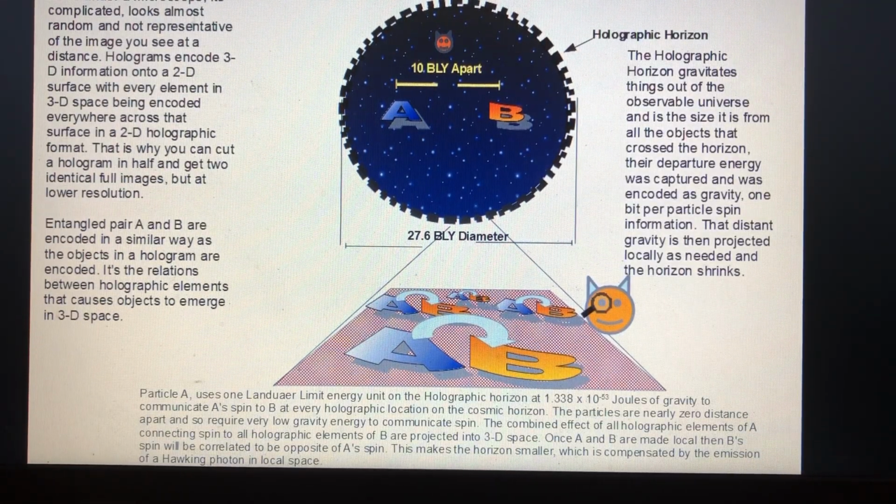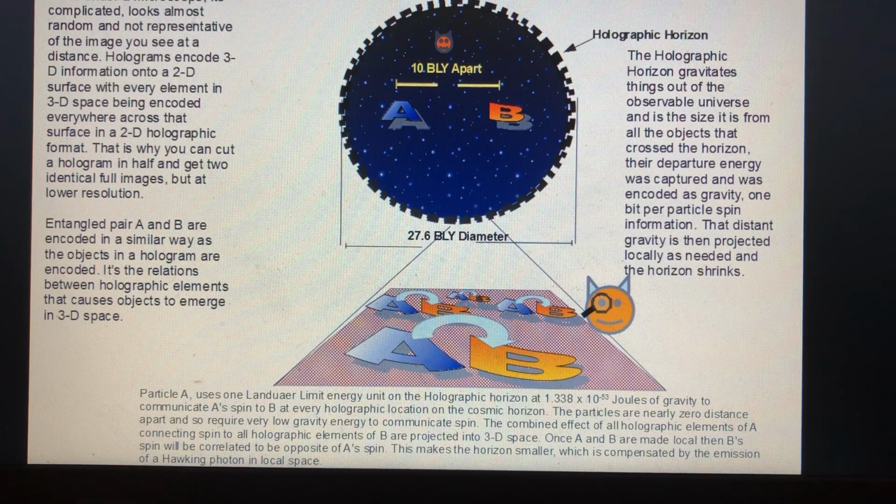If you could look at a piece of the holographic structure of a particle on the horizon, up very close, it would look similar to how a hologram looks under a microscope. It's complicated, looks almost random, and not representative of the image you see at a distance. Holograms encode 3D information onto a 2D surface, with every element in 3D space being encoded everywhere across that surface in a 2D holographic format. This is why you can cut a hologram in half and get two identical full images, but at lower resolution.